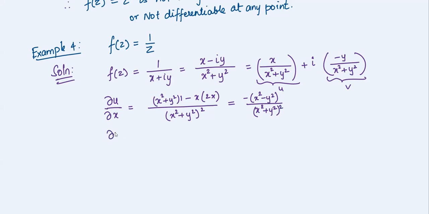Now, dou u by dou y, this will be minus x upon x square plus y square the whole square, because x will be treated as constant now, multiplied by 2y. So minus 2xy upon x square plus y square the whole square.